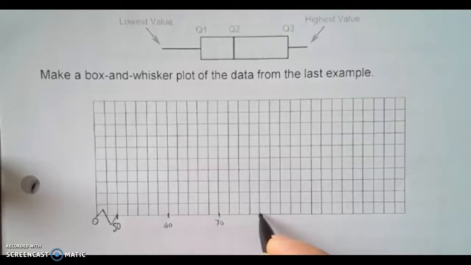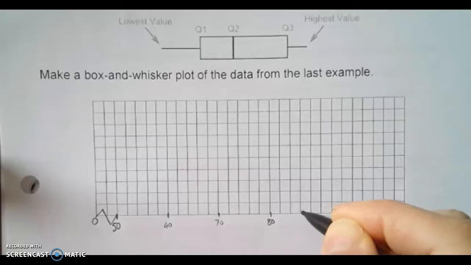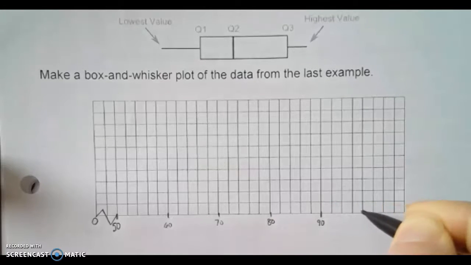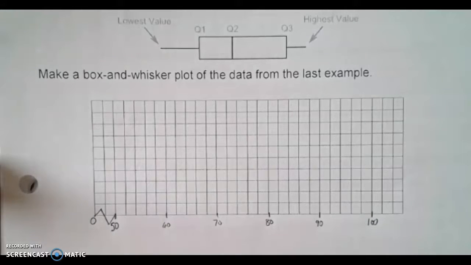72, 74, 76, 78, here's 80. 82, 84, 86, 88, here's 90. 92, 94, 96, 98, here's where 100 would be. Okay? And now what I'm going to do, I'm going to put a little dot where each one of the numbers from my 5-number summary are going to be located.